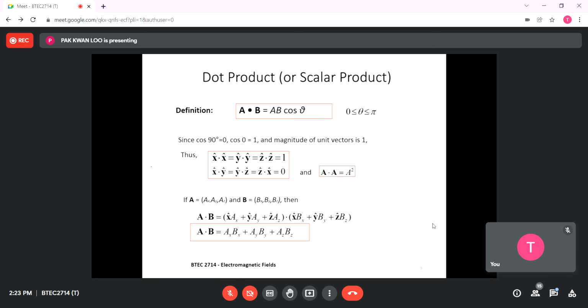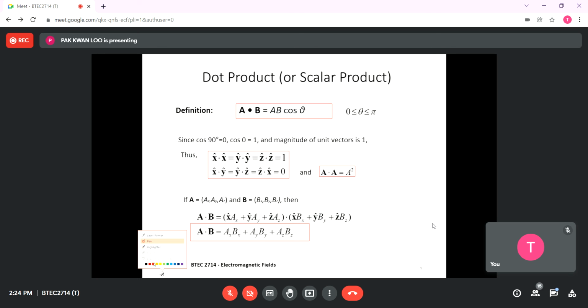Okay, so when two vectors are in parallel, x cap dot x cap is equal to y cap dot y cap. If you refer to the xyz Cartesian, x cap and x cap, that means when we perform the dot product of the same component, the x component or y component, it is equal to 1.